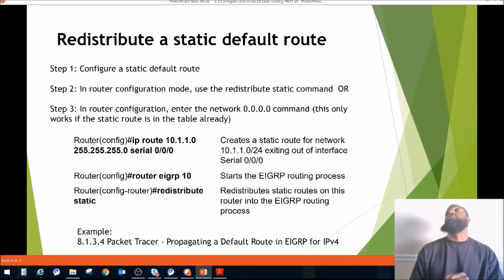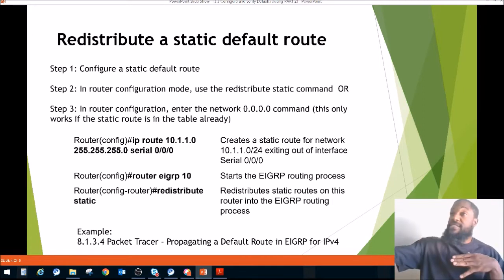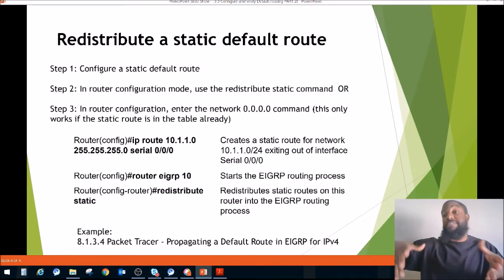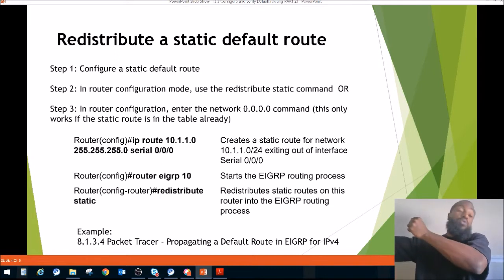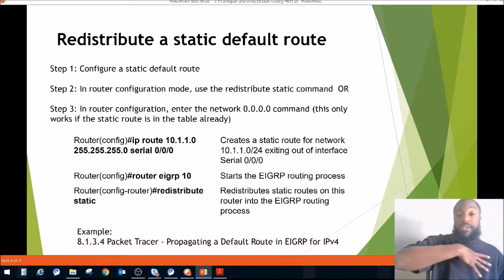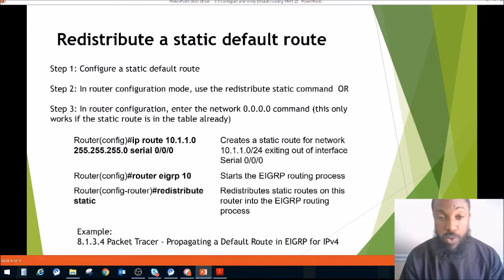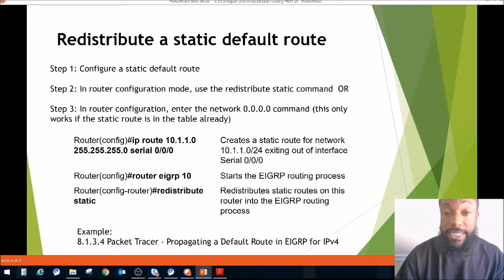So basically what you're doing is you define the static default route, and then you just go into router config mode. In this case we're going to use EIGRP to share that static route. Let everybody know, hey, y'all want to know how to get out of this neighborhood? This is how you do it, with just one command, really. And this is redistribute static. It's really easy. I'll show y'all.